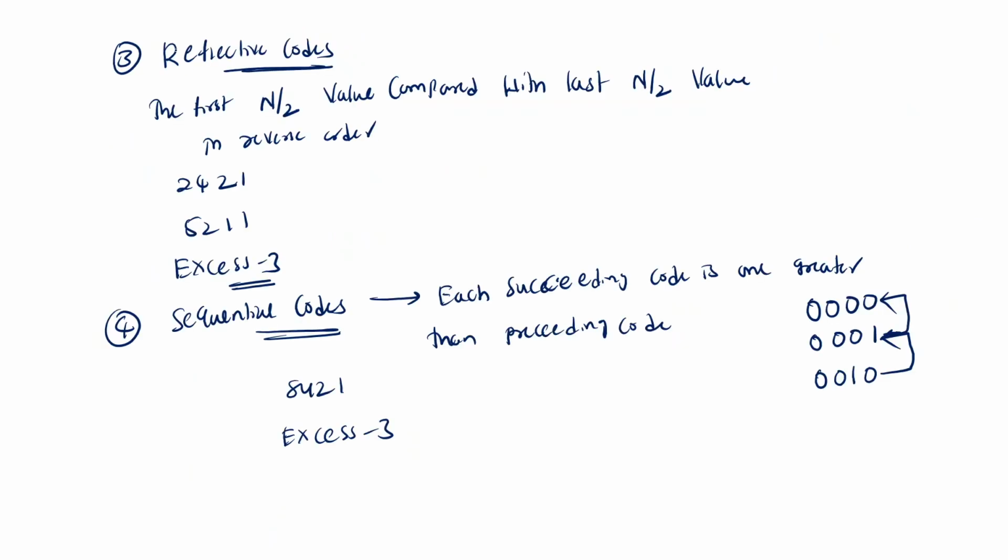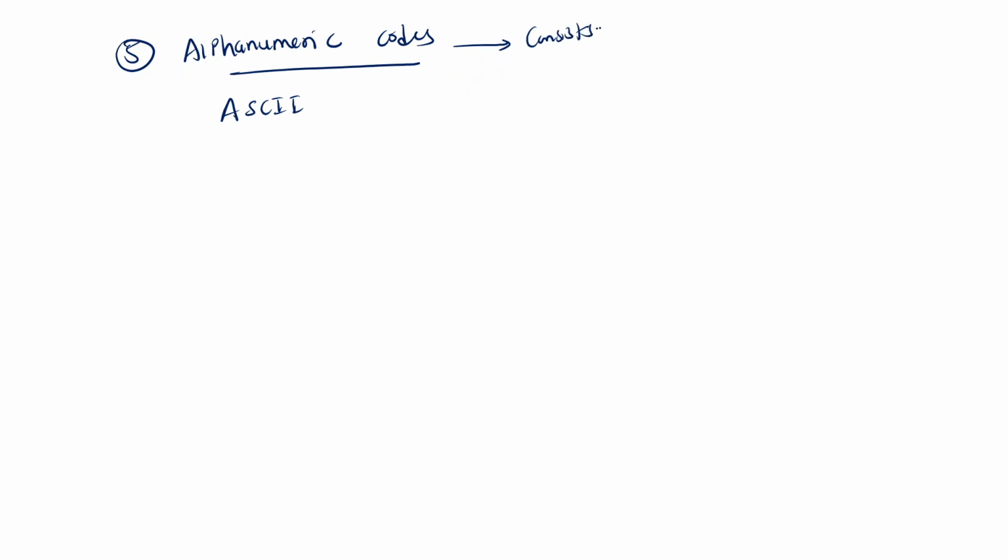And next, fifth one is alphanumeric codes. Alphanumeric codes is nothing but you have ASCII codes. This code consists of both numbers, alphabets, and special characters. Okay, so ASCII is nothing but what? American Standard Code for Information Interchange.